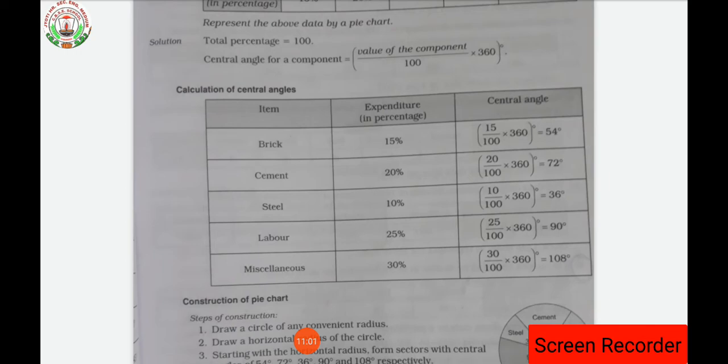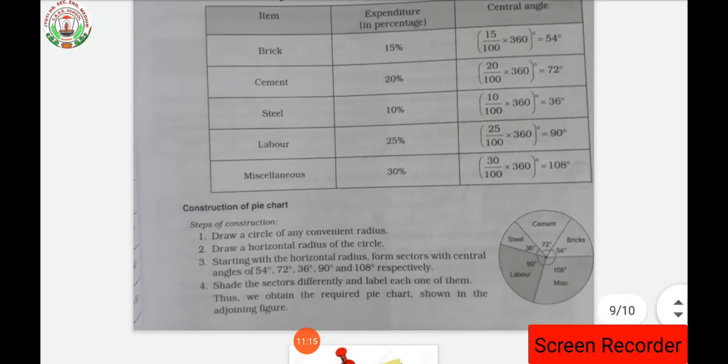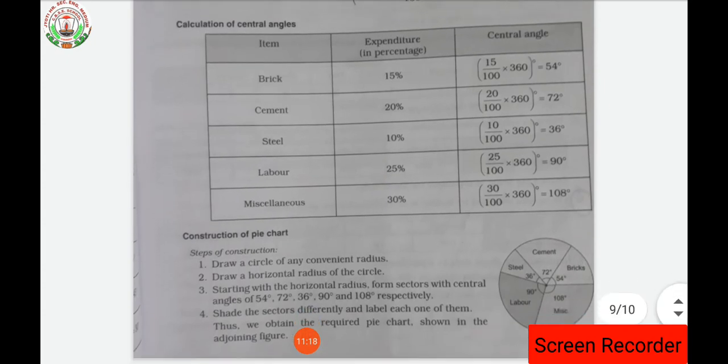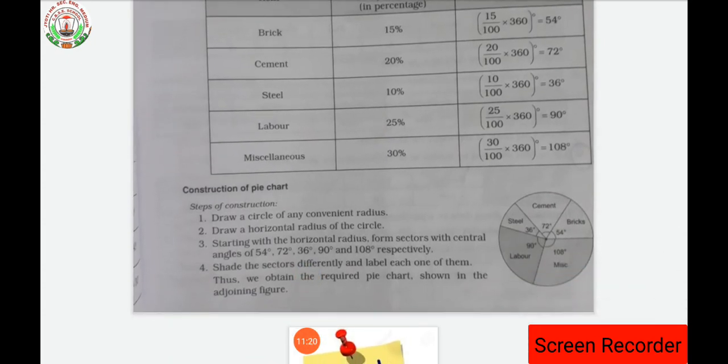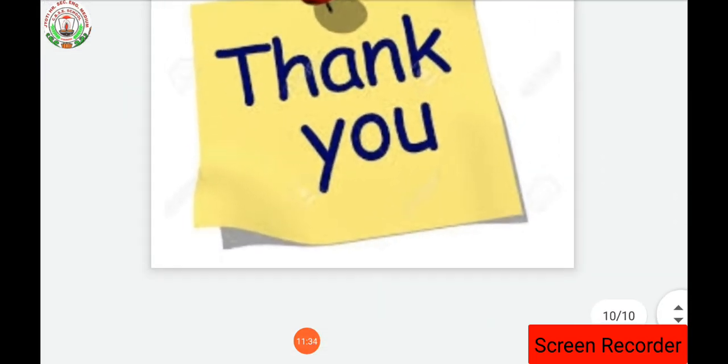So here is the solution for the question of the pie chart. The total percent is 100. Central angle for a component is equal to value of component into 360 upon 100. So the calculation of the central angle is given. Here the pie chart is also given, isn't it? So draw the pie chart. The pie chart should not be very small. Take the radius more than 3 centimeters. Okay, don't take the radius less than 3 centimeters. Construct a pie chart, and that construction is being given, and the last page will be yours, thank you.